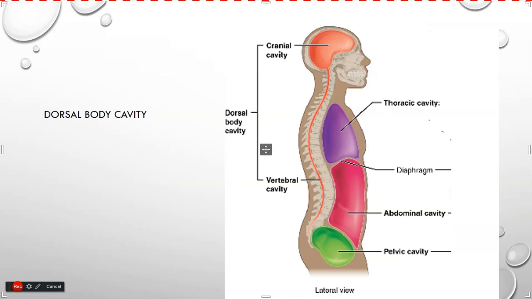So we'll see here in this diagram, we have the dorsal body cavities in orange, which represents the cranial cavity, the brain, and the vertebral cavity, the spinal cord. The other parts, the purple, the pink, and the green, are the ventral body cavities, and that ventral body cavity is divided into the thoracic cavity, with the diaphragm as a border, and then the pink and the green together form the abdominal pelvic cavity. There is no muscle like the diaphragm that divides the two. Anatomically, though, we generally do tend to separate the abdominal pelvic cavity into the abdominal cavity and the pelvic cavity, and we'll get back to that in a moment.